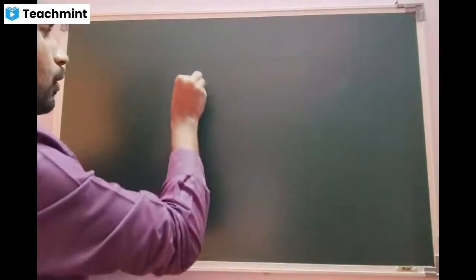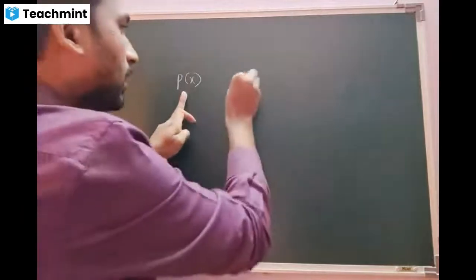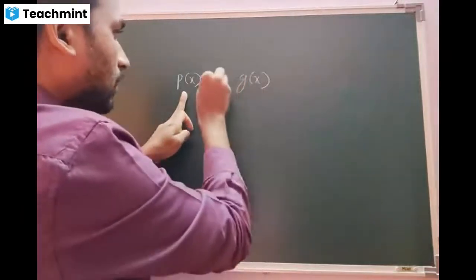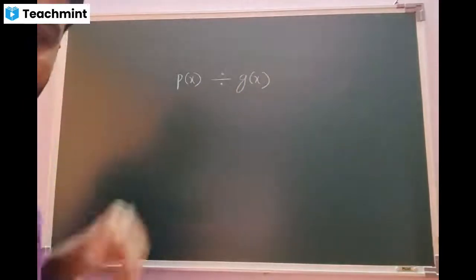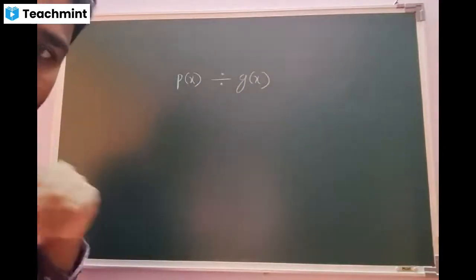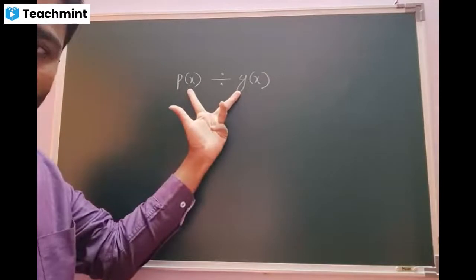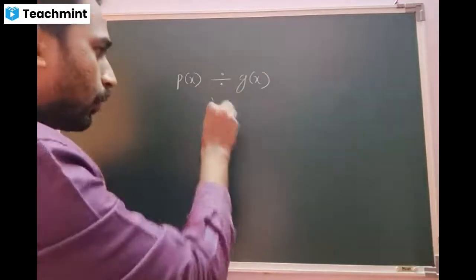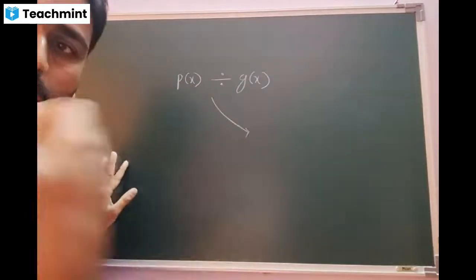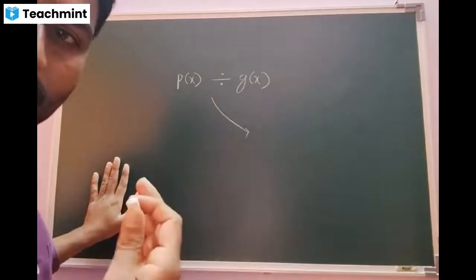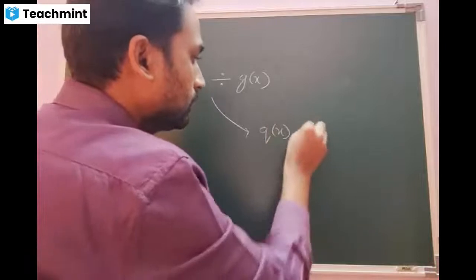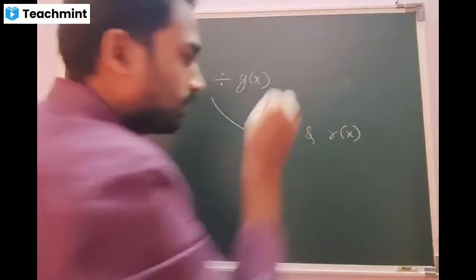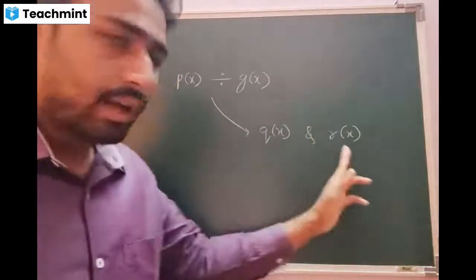What is that? Beta, you are supposed to take two polynomials. One is p of x and the other one is g of x. You need to perform the division between them. Whenever you do the division between these two, obviously you are going to get two more polynomials. Which are the two more new polynomials, beta, addressed as? Q of x and r of x.